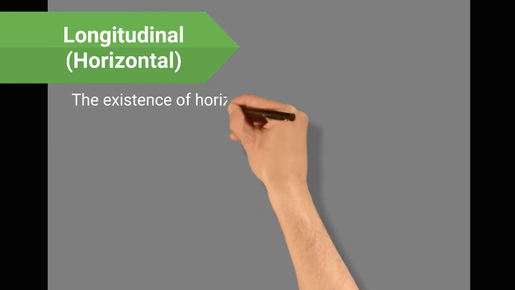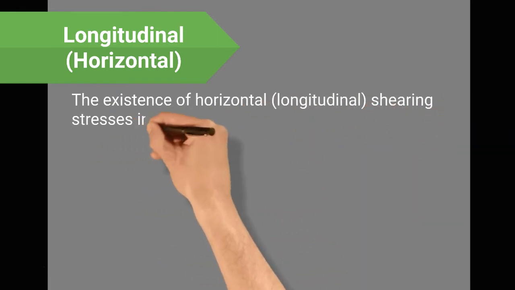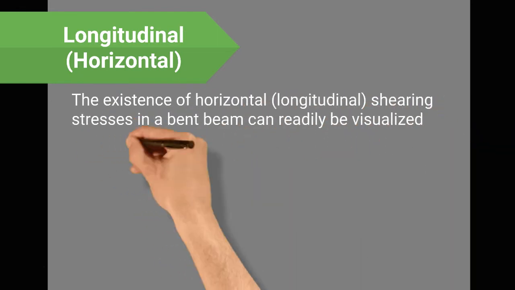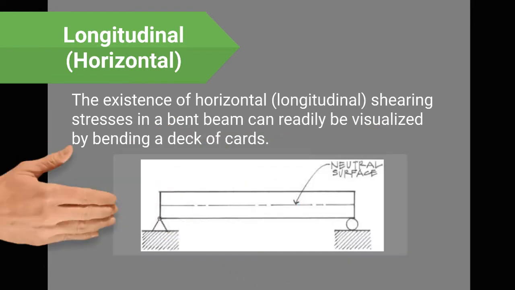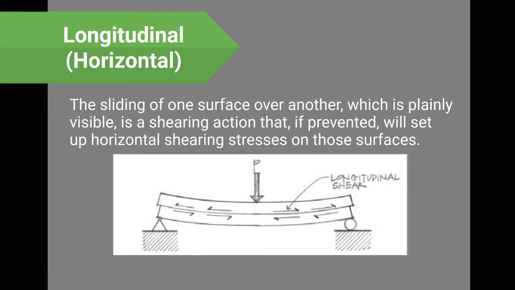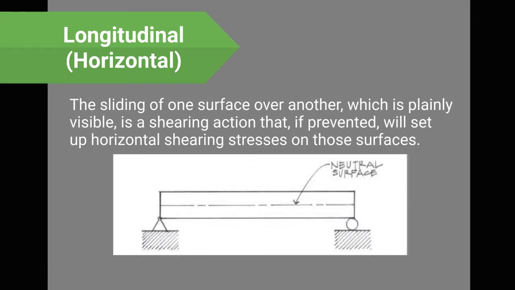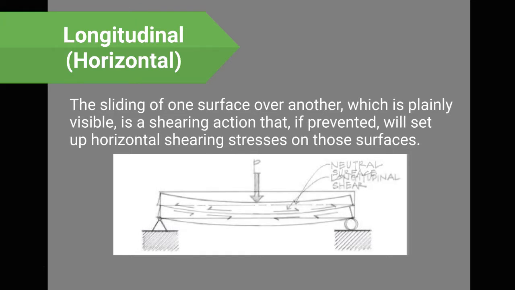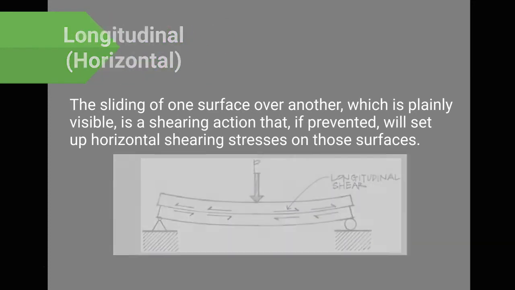Longitudinal or horizontal. The existence of horizontal or longitudinal shearing stresses in a bent beam can readily be visualized by bending a deck of cards. The sliding of one surface over another, which is plainly visible, is a shearing action that, if prevented, will set up horizontal shearing stresses on those surfaces.